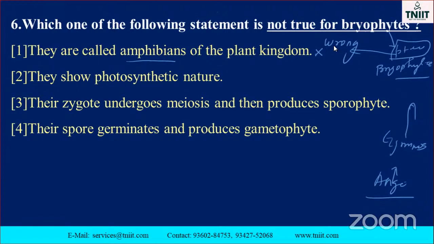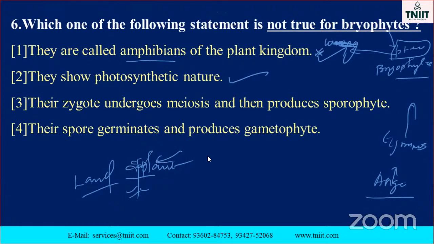Okay. Sorry, this is not a wrong answer. This is the right answer because amphibian. So seed habitat is also present, and the root is also present. First land plant, which one do you know? Land plant is also this one. Yes, correct. They show photosynthetic nature, yes, because it is a chlorophyll bearing one. That's why they have the ability to carry out photosynthesis reactions.